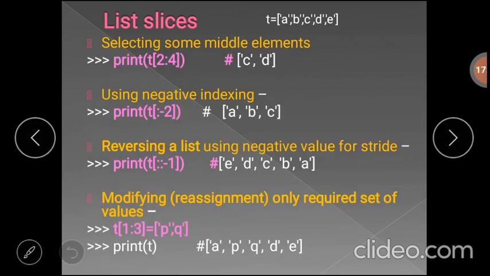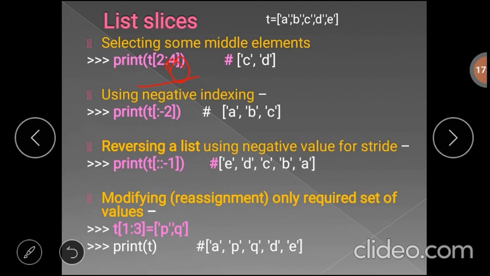Here, selecting some middle elements, you can select the middle elements from the list. Here we are using two parameters, t of 2 colon 4, meaning from the second index to the fourth index. It won't consider the value present in the fourth index, so it considers the values at 2 and 3, excluding the fourth.